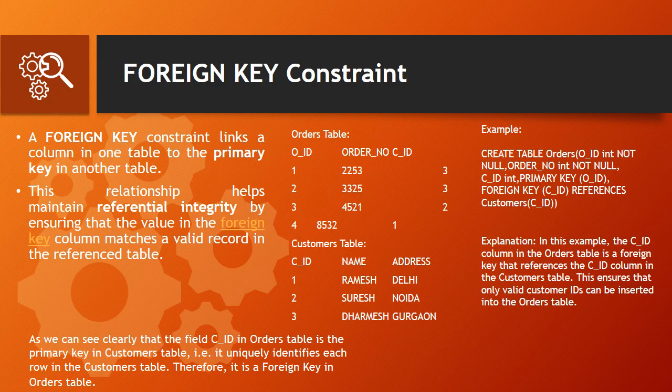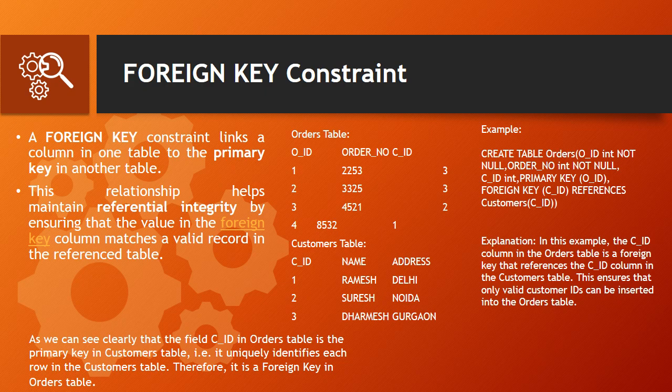The orders table has ID, order number and CID. Then the customers table has CID, name, address. We can clearly see the CID in the orders table is the primary key of the customers table, I mean it uniquely identifies each row of the customers table. Therefore, it is the foreign key in the orders table.